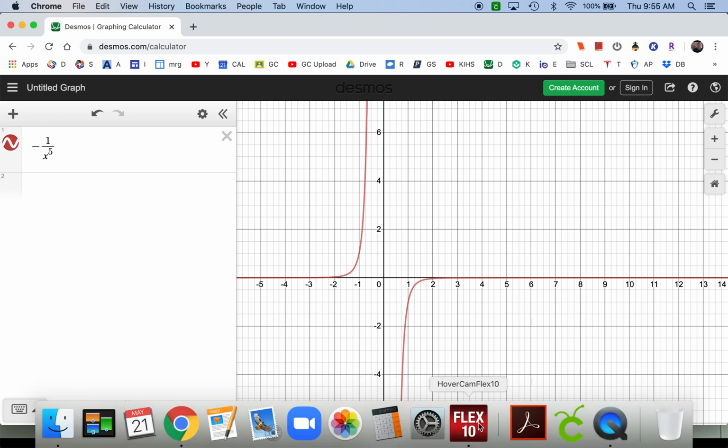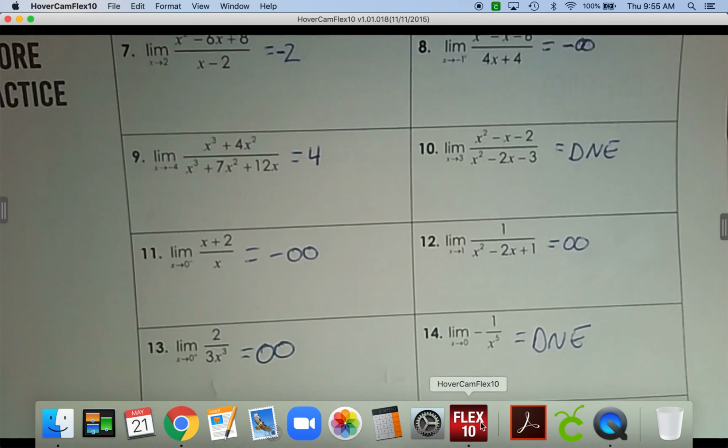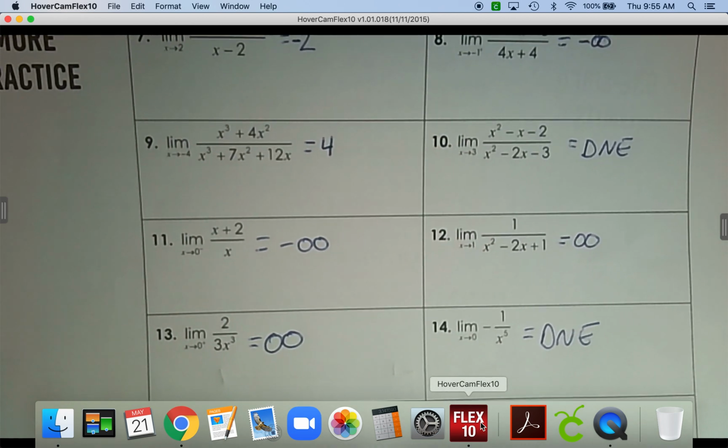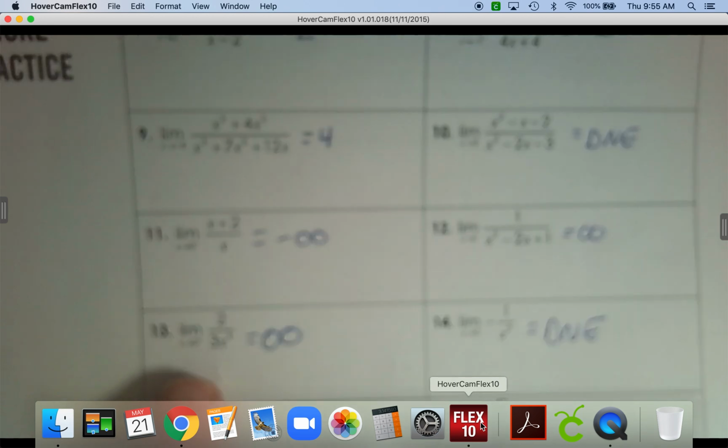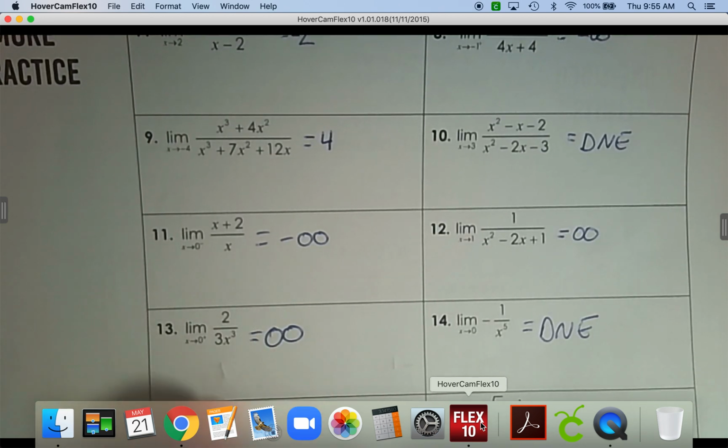So let me just show you again the solutions here. Off the graph, we were getting these answers. Again, be aware if you have a little plus sign or minus sign, that will change what you're looking for.